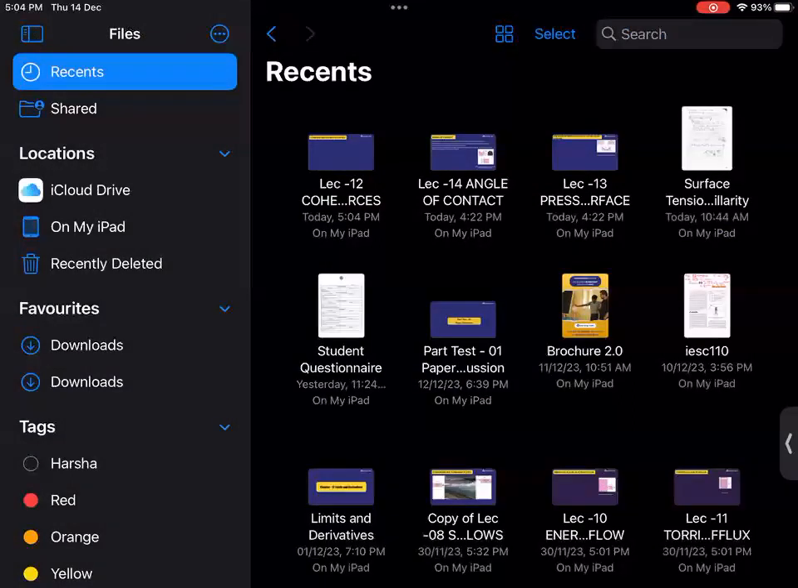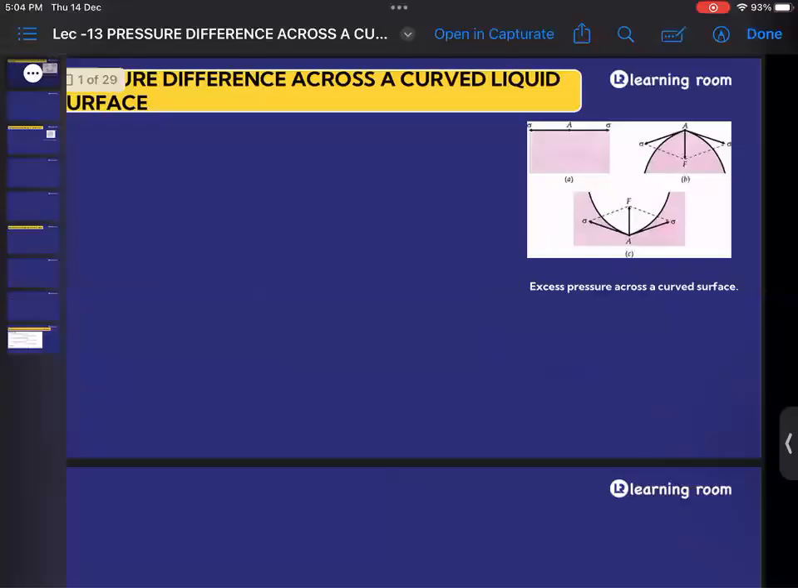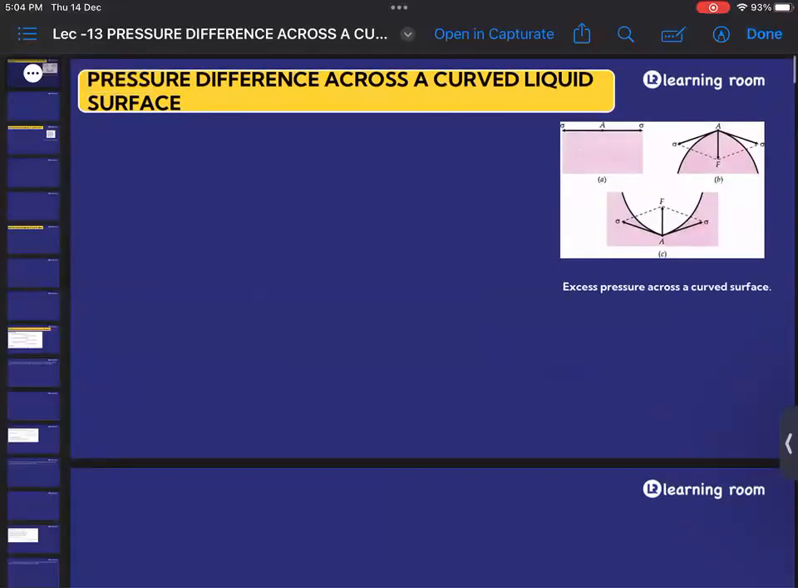Now the next concept that we'll see is pressure difference across a curved surface. Now we need to apply all the concepts. So remember one thing, I'm going to discuss mostly only cohesive force and adhesive force. That point has to be strongly registered in your mind for you to understand the subsequent topics. Okay. Now the question is pressure difference across a curved liquid surface.